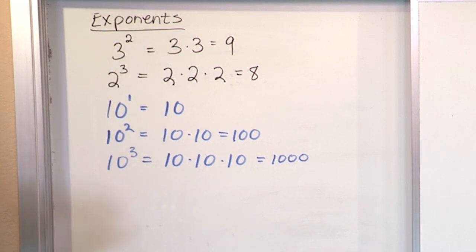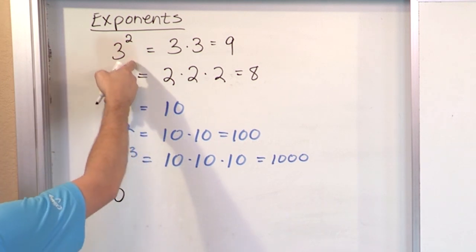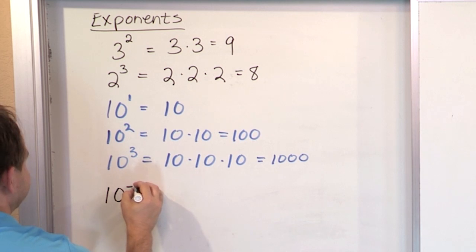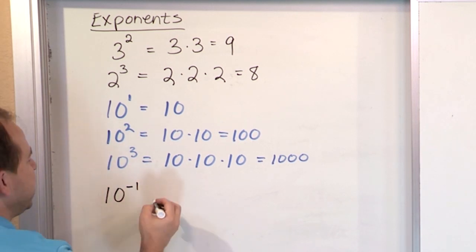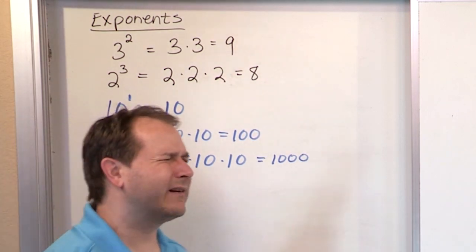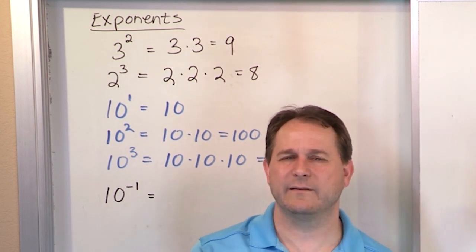But here's the thing that blows a lot of people's minds. You can actually have exponents that aren't positive numbers. They're actually negative numbers. So if I have 10 to the power of -1, what do you think that means? Well, first you're like, how can I multiply 10 by itself -1 times? That doesn't make a lot of sense.